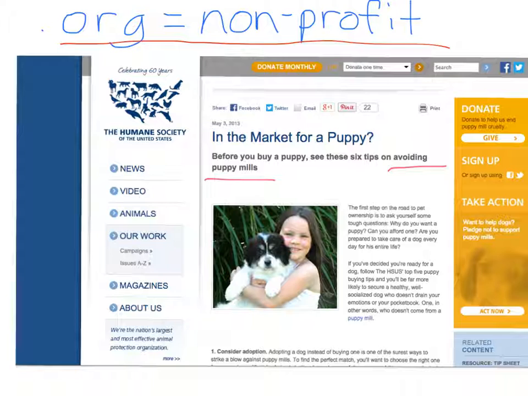It looks here that if you're in the market for a puppy, it says, see these 6 tips on avoiding puppy mills. Okay, so we know that the agenda of the Humane Society is that they don't want us to get a puppy from a puppy mill. They're not necessarily telling us where's the best place, but telling us to avoid the puppy mills. And maybe if I read further, I might find some more information. But again, they are an animal rights group, and they may not be giving us the whole truth.